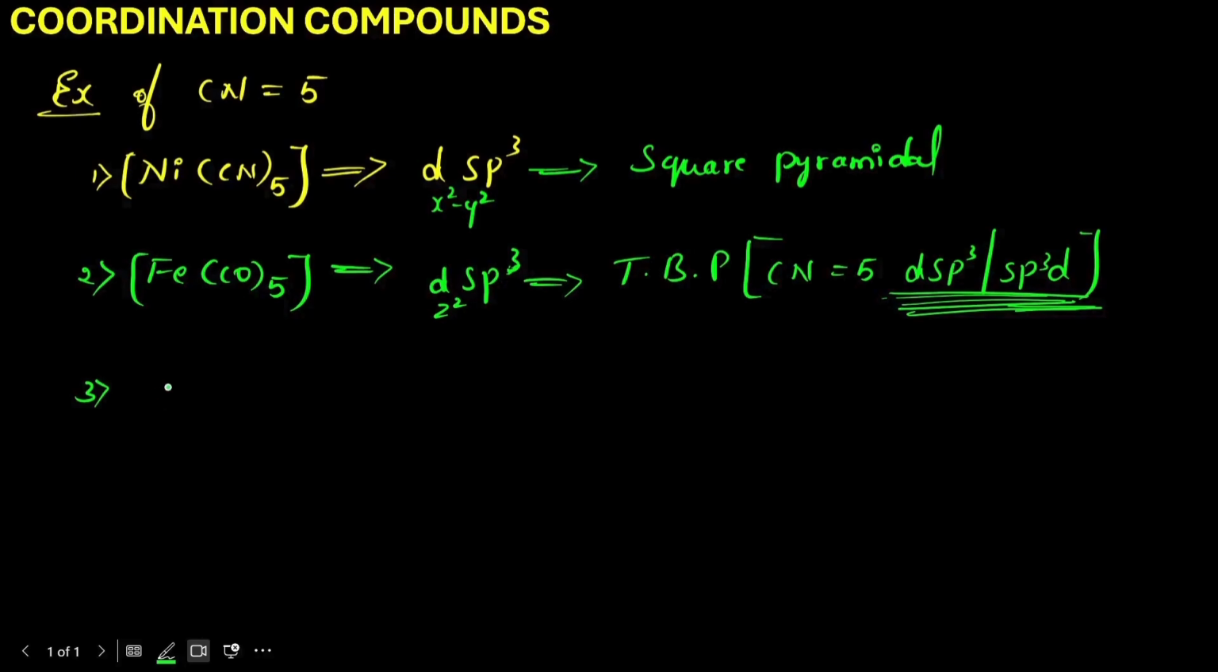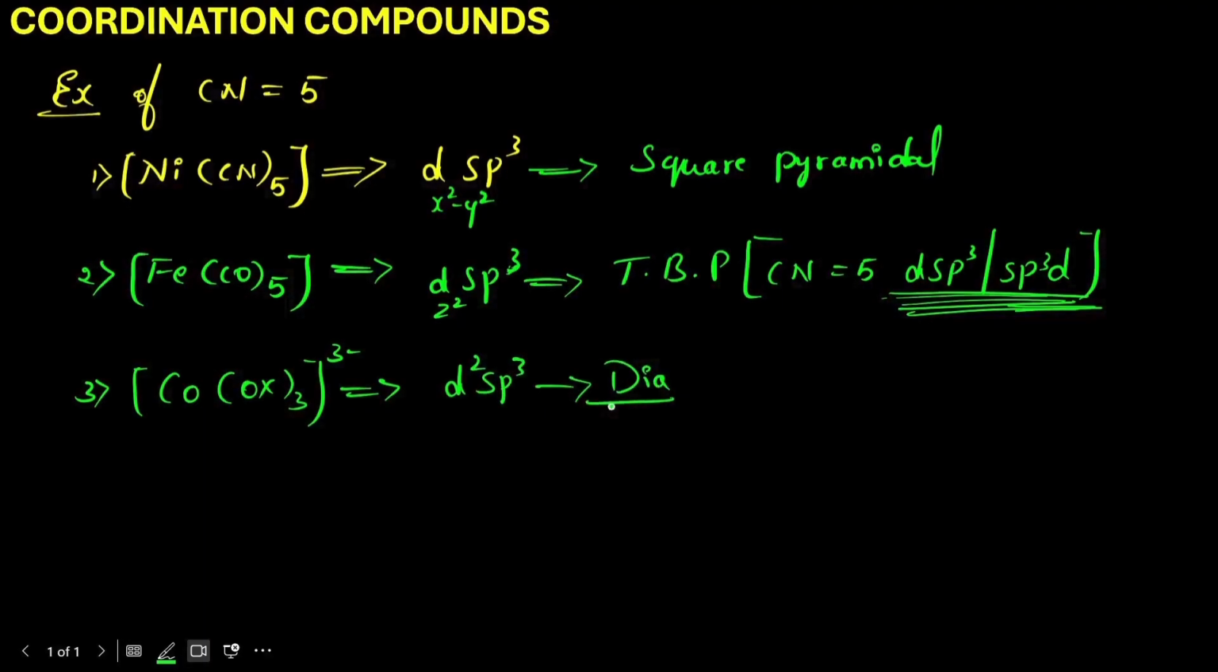Third example, that is Co(OX)3, and the charge on the complex is 3 minus. Here the hybridization is d2sp3, which is diamagnetic in nature. Here the charge is 3 minus.